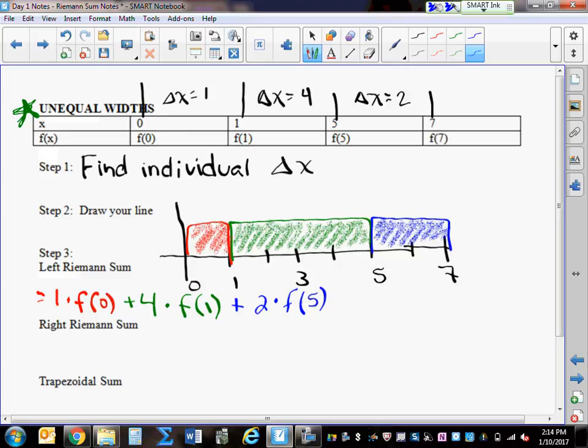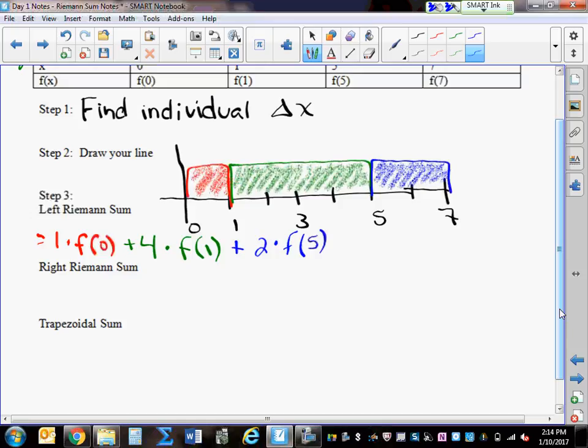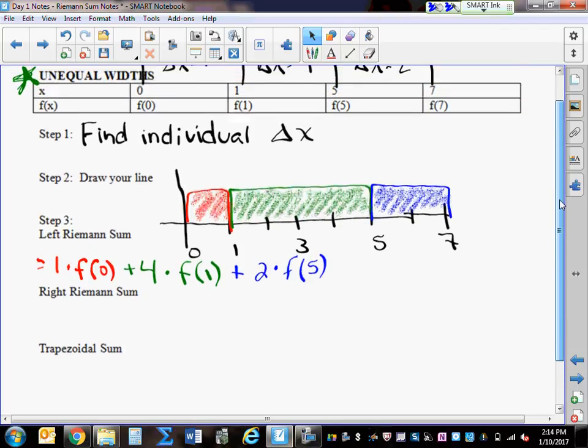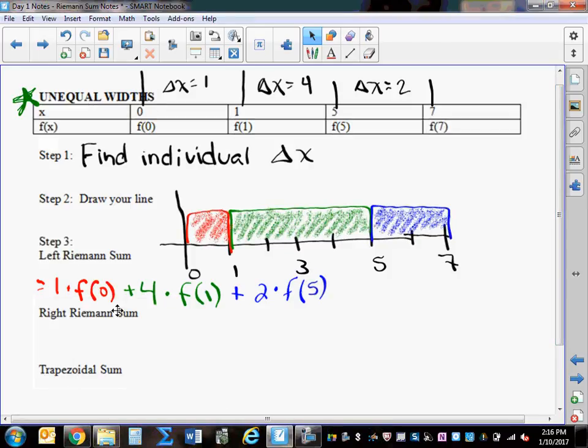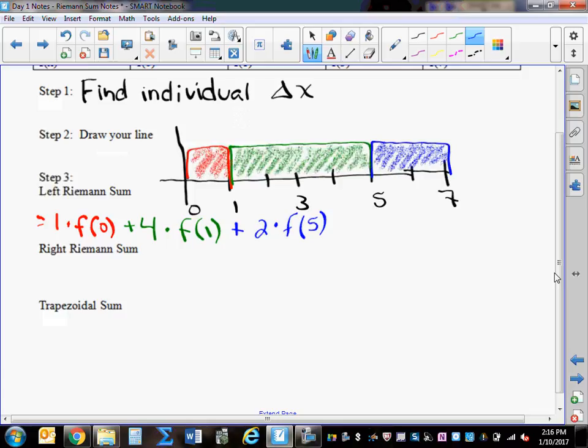I want you guys to go ahead and do the right Riemann sum and the trapezoidal sum for this. Let's see what you get. Okay, again, remember with your right Riemann sum, just make sure you use the right-hand side when you write your intervals. It doesn't matter if you go from 0 to 7 or 7 to 0.